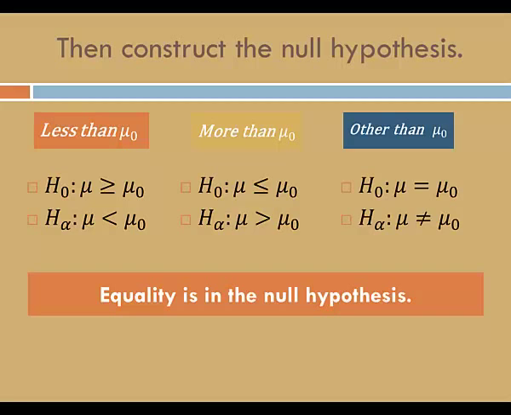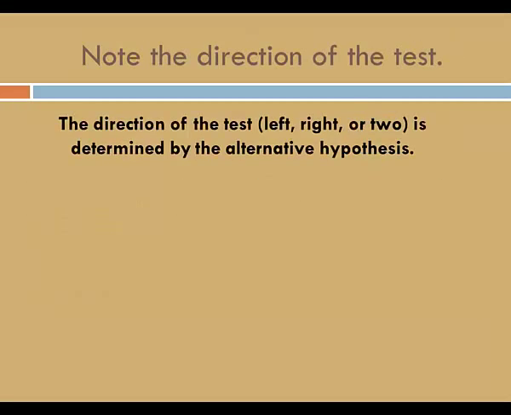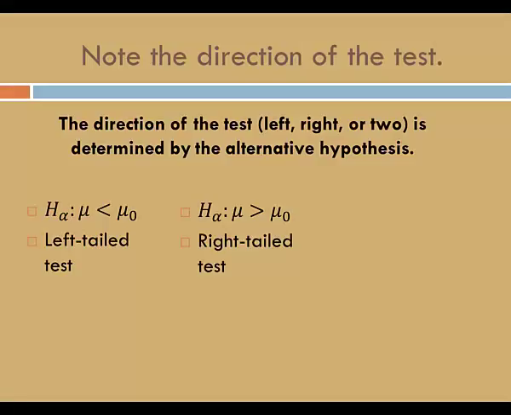Once we have the opposing hypotheses clearly stated, we should take a moment to note the direction of the test. The direction of the test, whether left, right, or two, is determined by the alternative hypothesis. If the alternative hypothesis is a less than statement, we end up with a left-tailed test. If the alternative hypothesis is a greater than statement, we end up with a right-tailed test. And finally, if the alternative hypothesis is a not equal statement, we end up with a two-tailed test.